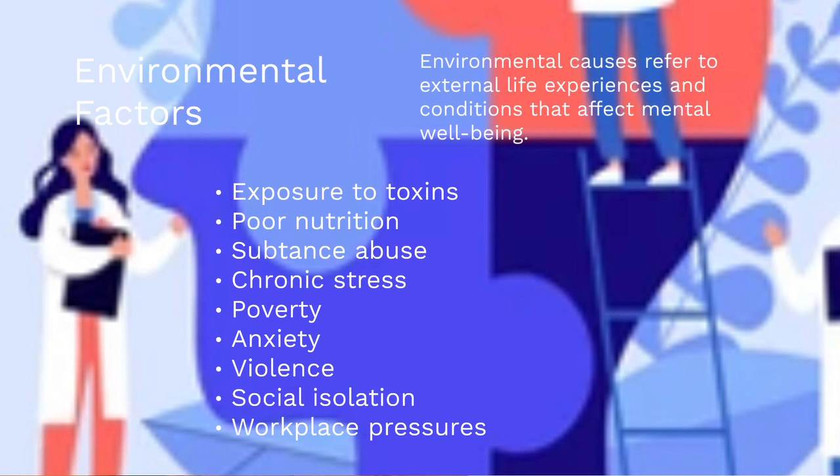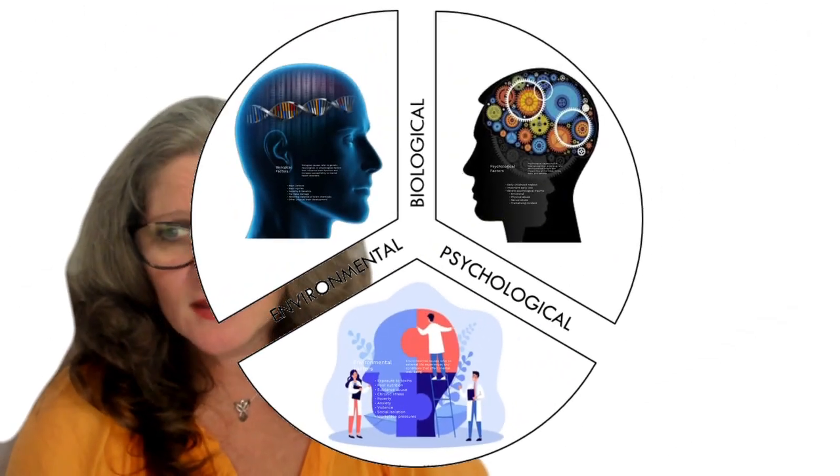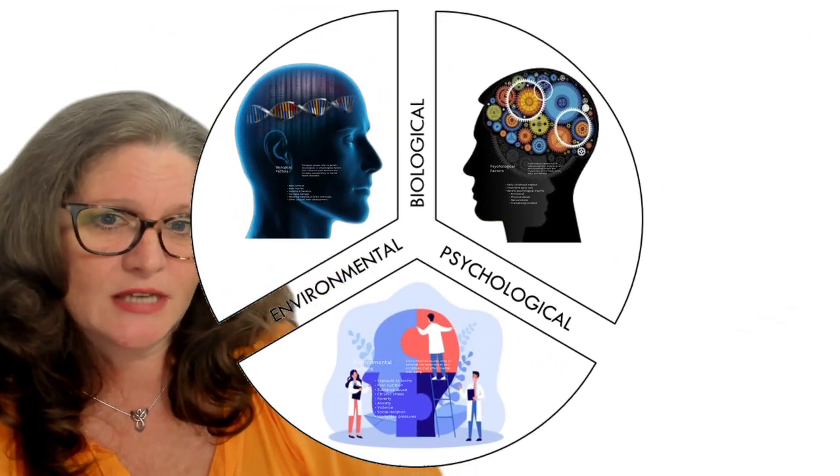Poverty, anxiety, violence, social isolation, workplace pressures. By this time, I am sure you're starting to recognize Maslow in this. That is one of the big reasons why I wanted to start this class off really strong with Maslow, because you can tie all of these to Maslow pretty easily, really talking about those basic foundational needs being met, meaning that you can then move up to higher and higher levels in the triangle. And if they're not met, then it gets harder and harder to self-regulate.